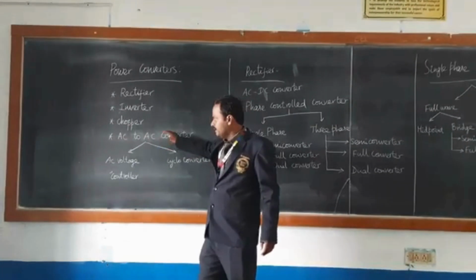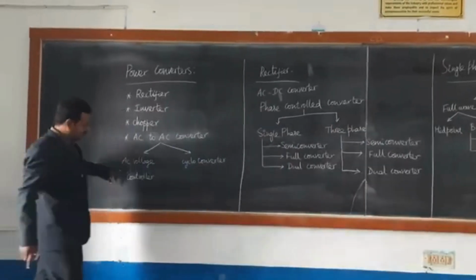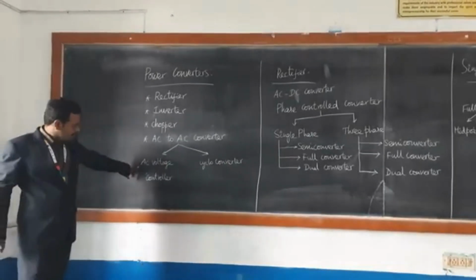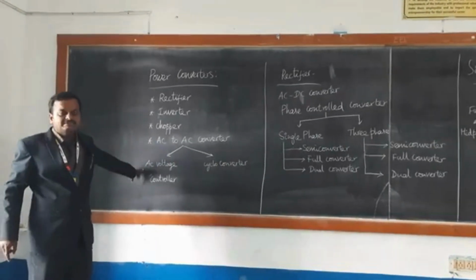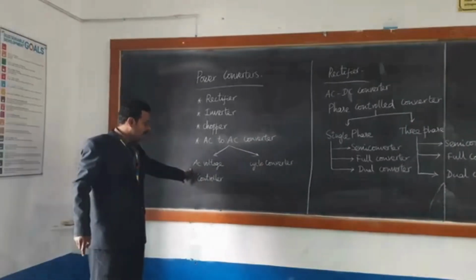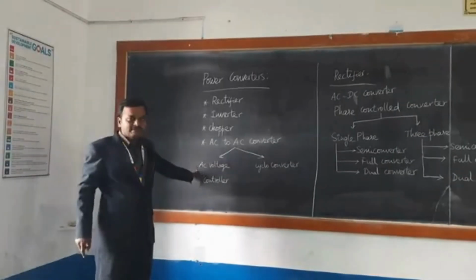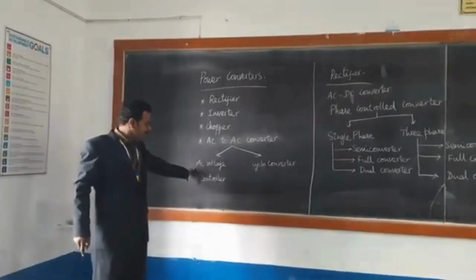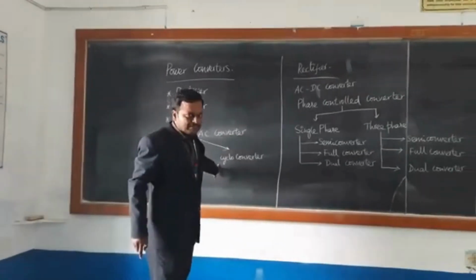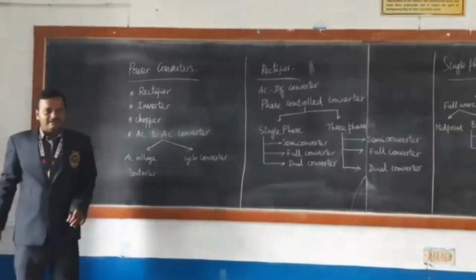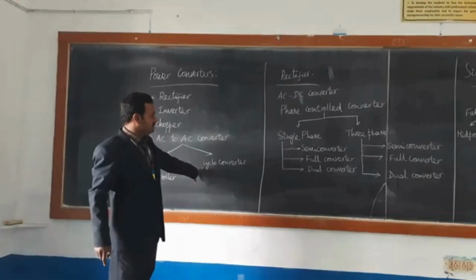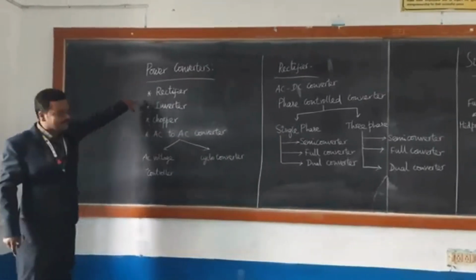AC to AC converter has two types: AC voltage controller and cycle converter. AC voltage controller is an AC to AC converter without changing the frequency. Input voltage is fixed, output voltage is variable, and the frequency is fixed. Whereas in cycle converter, input voltage is fixed, output voltage is variable, and the frequency is also changing. Okay, that is called cycle converter. These are the basic power converters.